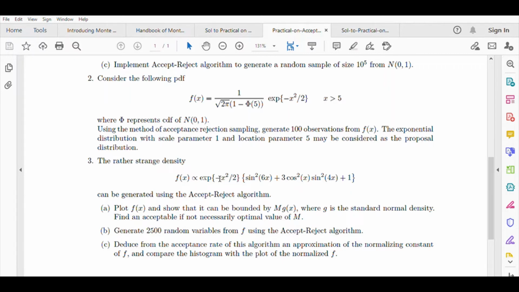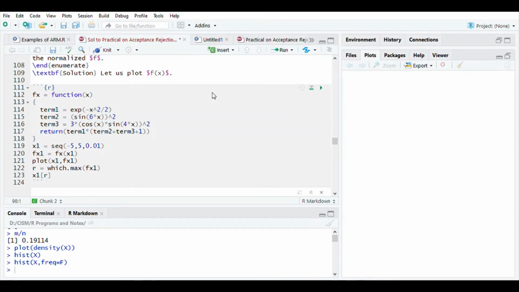Then generate 2500 random variables from f using the accept reject algorithm, and then finally deduce the acceptance rate of this algorithm, and compare the histogram with the plot of the normalized f. So let us try to do this now in R. So let us see how the question can be answered in R.